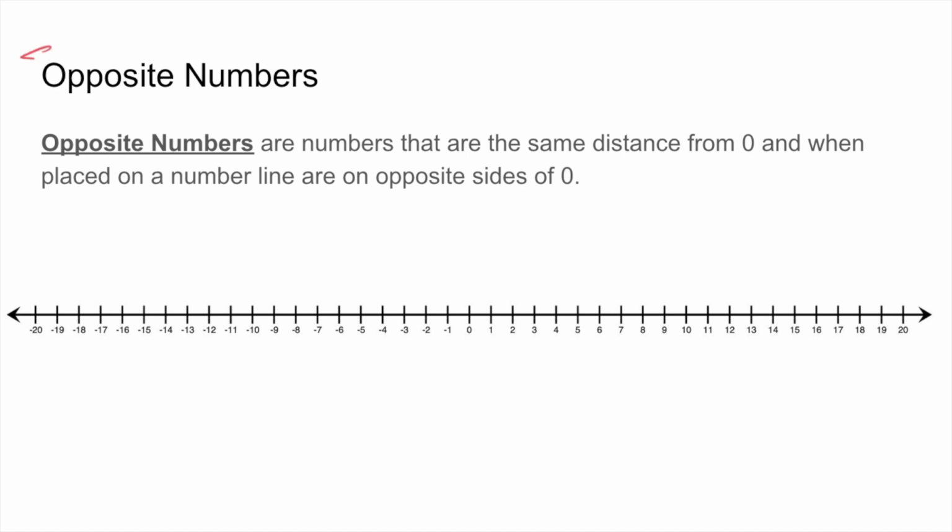All right, so now we're going to talk about opposite numbers. Opposite numbers are numbers that are the same distance from zero and, when placed on a number line, are on opposite sides of it. So if I pick this number 9 and ask, what is the opposite of 9? Well, 9 is 9 units away from 0 on the right-hand side of our number line. So our opposite number is also going to be 9 units away from 0, but must be on the other side, the opposite side of 0, which is negative 9.